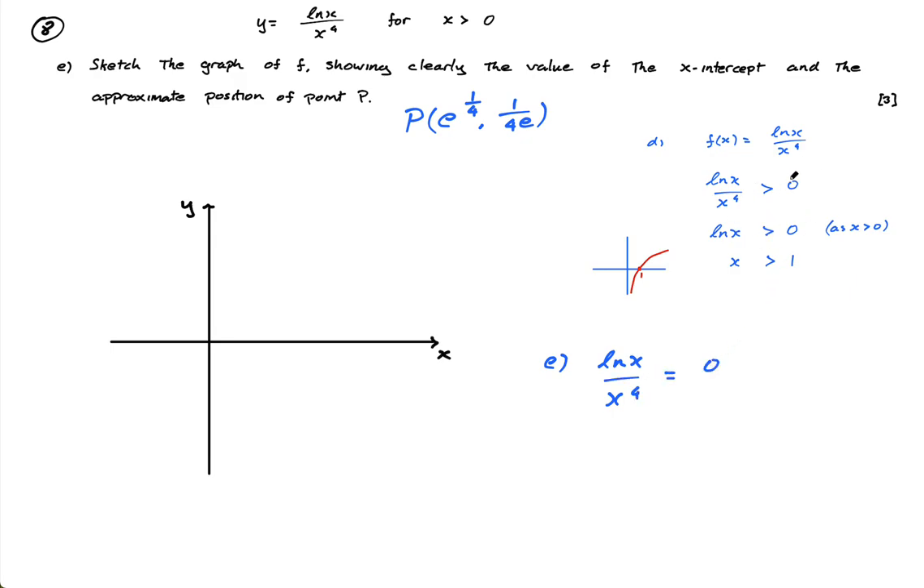And it's kind of the same way we would solve this. ln of x equals 0, x equals e to the power of 0, which is 1. Okay, so the x-intercept is at 1. We also know we have a maximum at e to the power of a quarter. Now that's the fourth root of e.